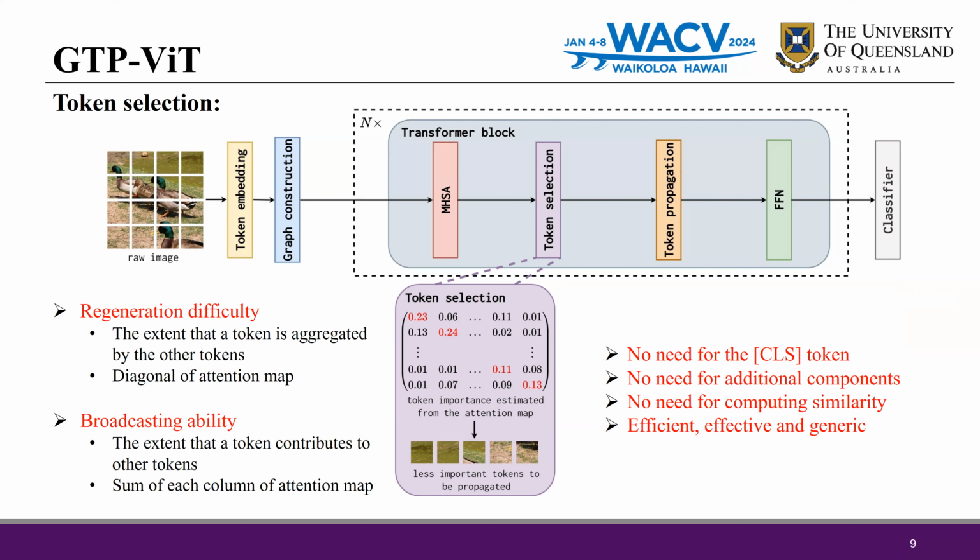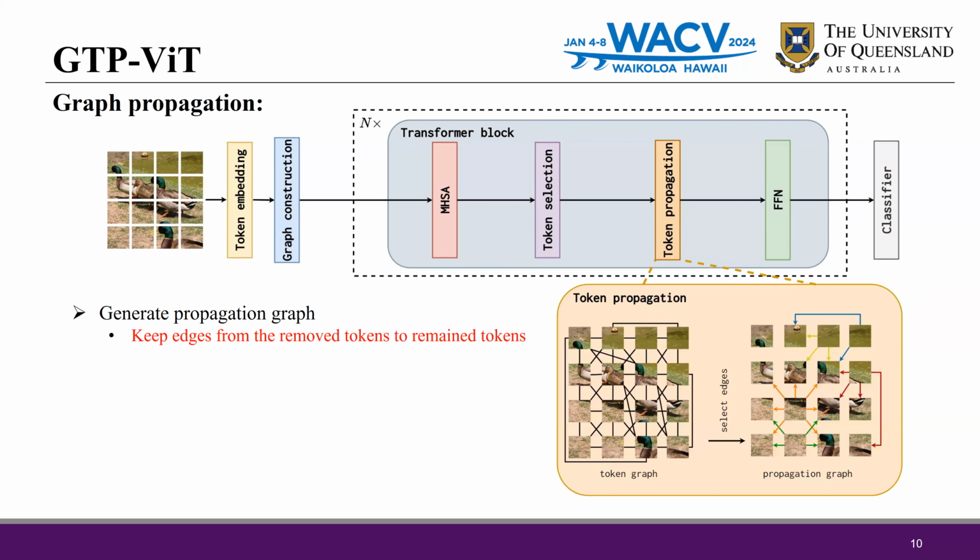Unlike the existing methods, our token selection strategy does not need the special class token nor additional components, and we do not need to compute the similarities. It is efficient, effective, and generic.